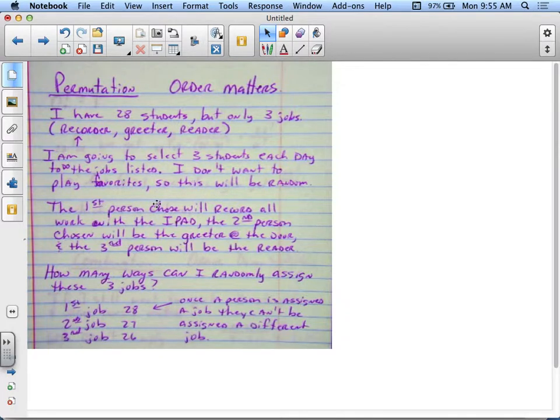The first person chosen will record all the work with the iPad. The second person chosen will be the greeter and at the door, and the third person will be the reader. How many ways can I randomly assign these 3 jobs? Well, my first job, there are 28 possible ways. Now remember, once a person is assigned a job, they can't be assigned a different job. So my first job, there's 28 people. The second job, there's 27 people, and then my third job is 26.